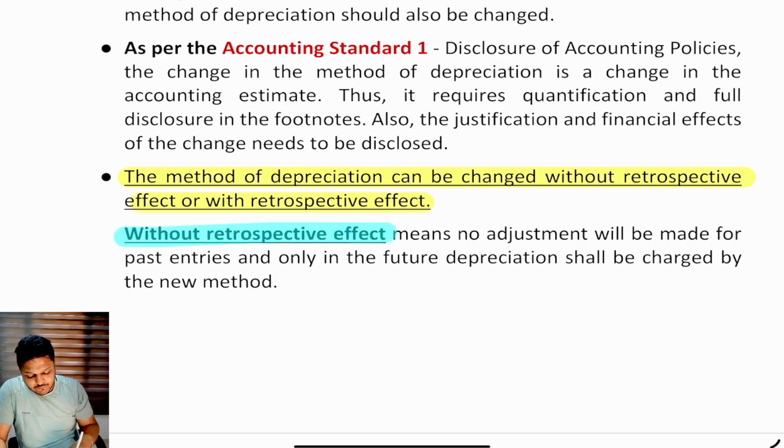So when we are talking about without retrospective effect, in that scenario, we are going to change it from now onwards only. So no adjustment entry is to be made in the past entries, and only the future depreciation will be altered, right? That is the scenario. Like if it is without retrospective effect, it means it is not going to alter the previous entries. It is going to alter the upcoming entries only.